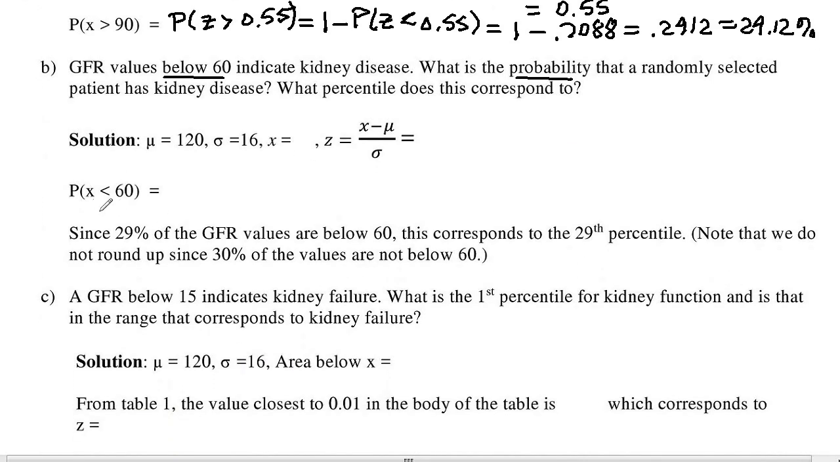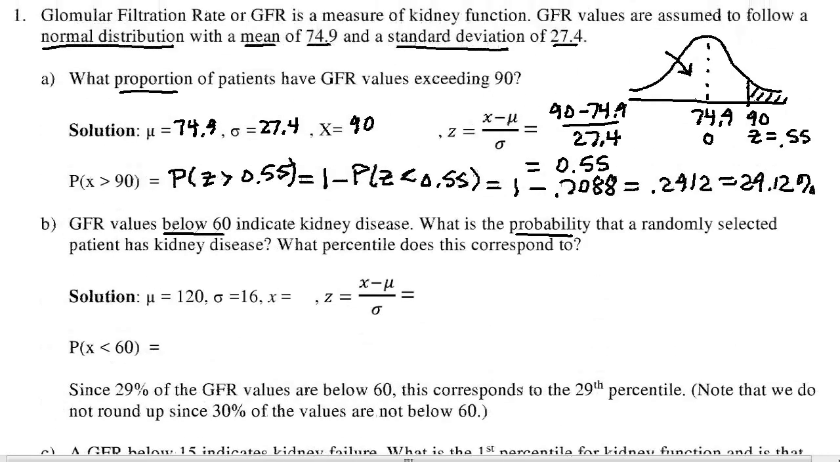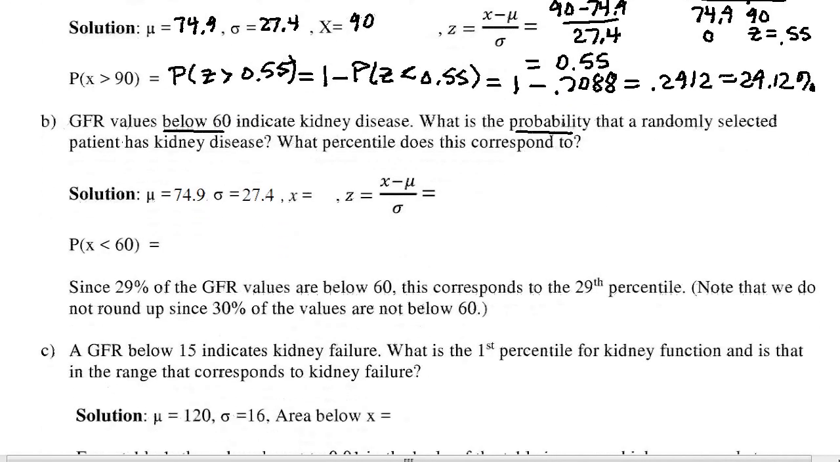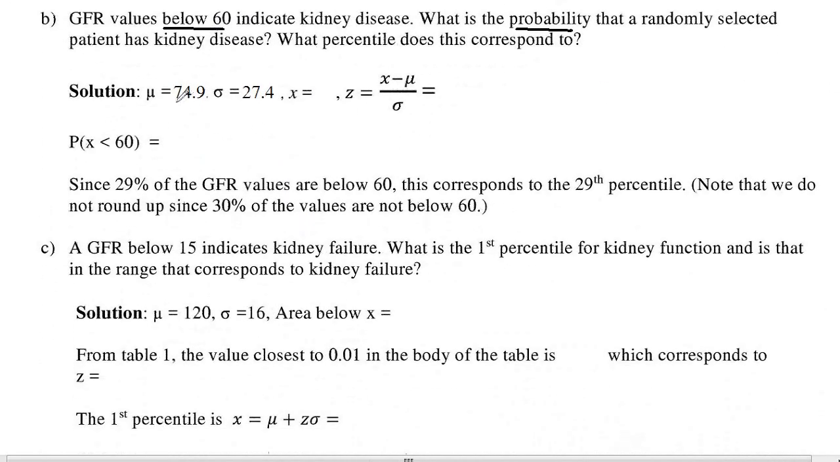And so, we've got to find the z value that goes with that again. We know what our mean and our standard deviation are from up above. Our mean was 74.9, standard deviation 27.4, and now the x value we're comparing to is 60, and we've got to find a z-score that goes with that.